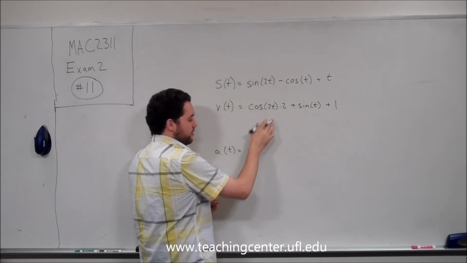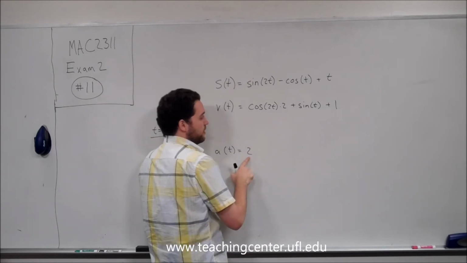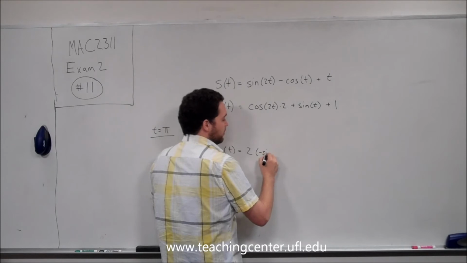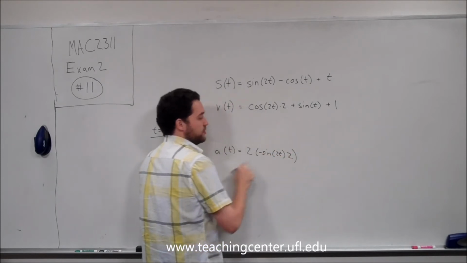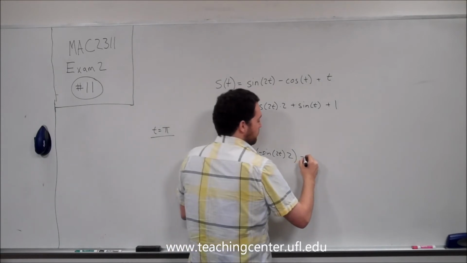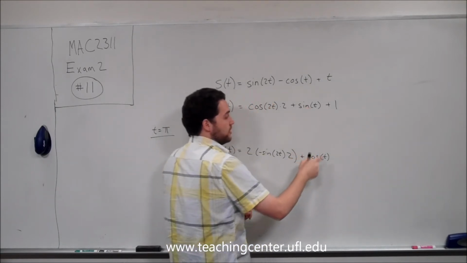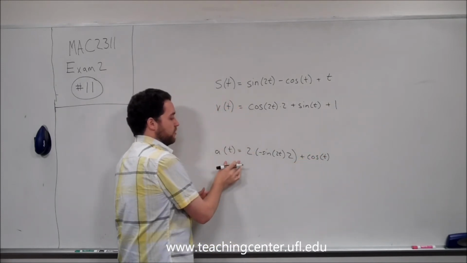Now let's take the derivative of this to get acceleration. This 2 just hangs out front. The cosine of 2t is going to become negative sine of 2t times 2. Once again, another chain rule. Plus cosine of t. The derivative of sine just goes to cosine. And the derivative of 1 goes to 0. So that's our velocity, that's our acceleration.